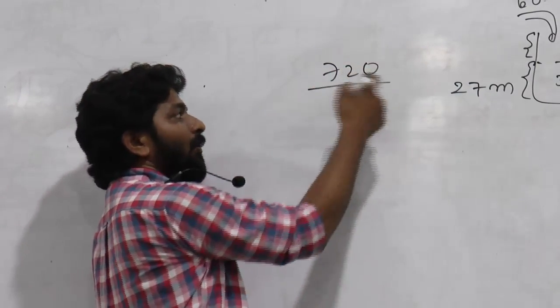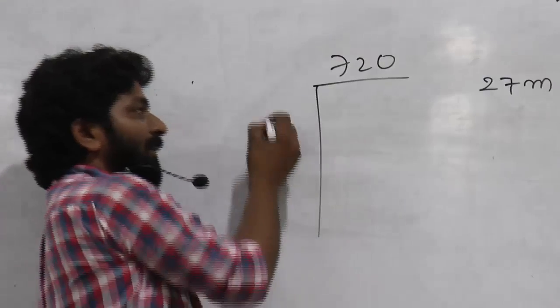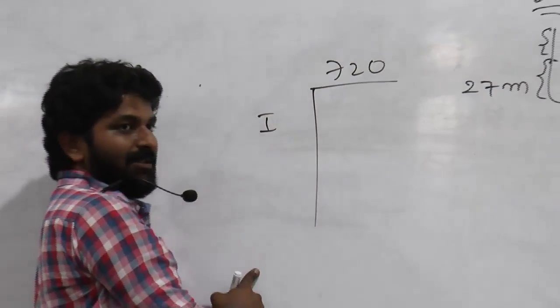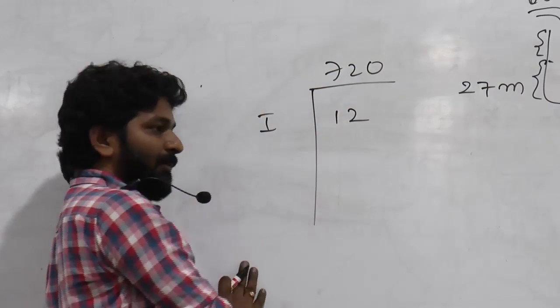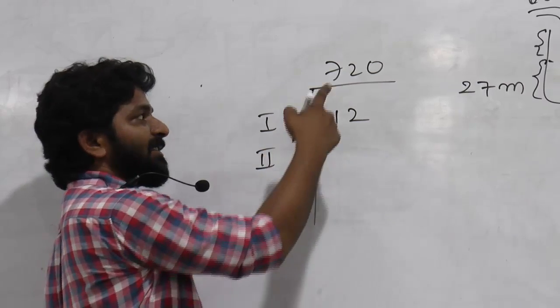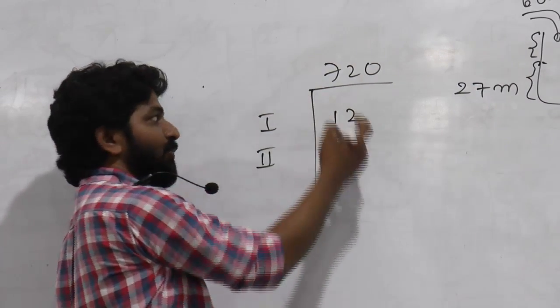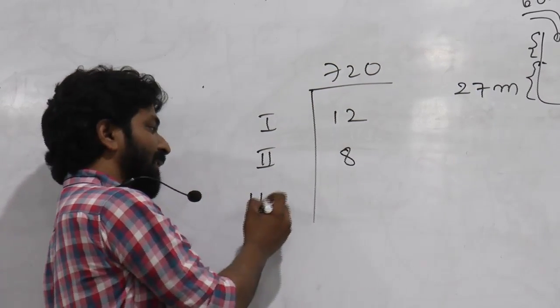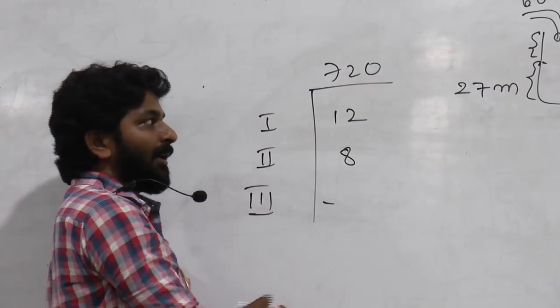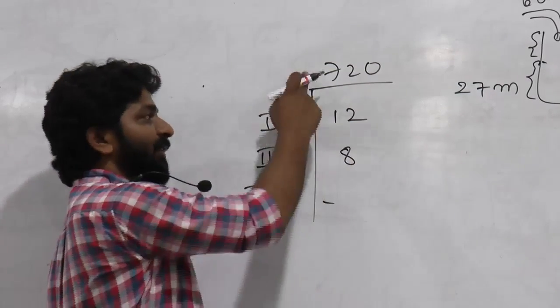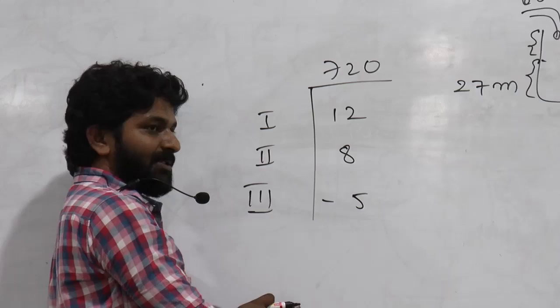So out of 720, the first inlet takes 60 minutes, so it can fill 12 units per minute. Second inlet takes 90 minutes, so here it takes 8 units. And the third one is the outlet pipe. It can empty the tank in 144, which is 5 times. It can empty 5 units.